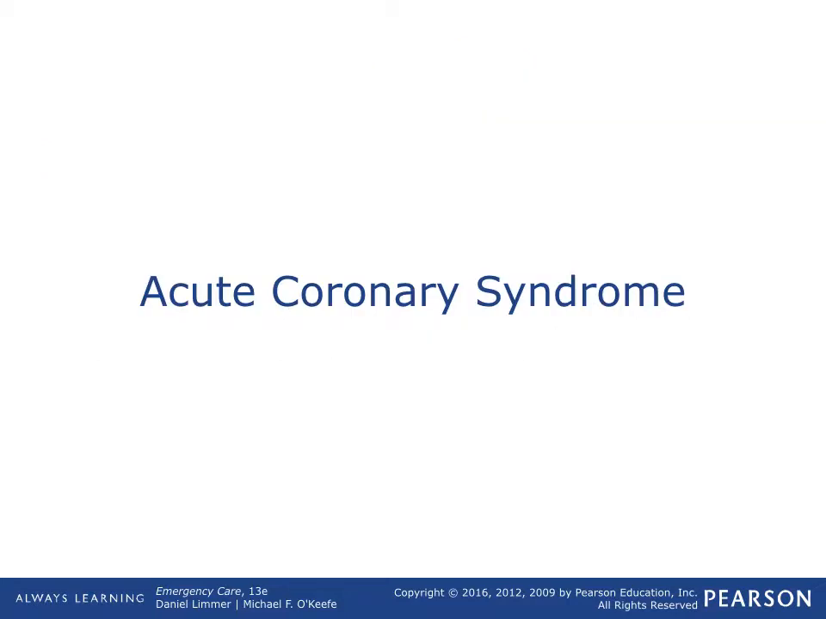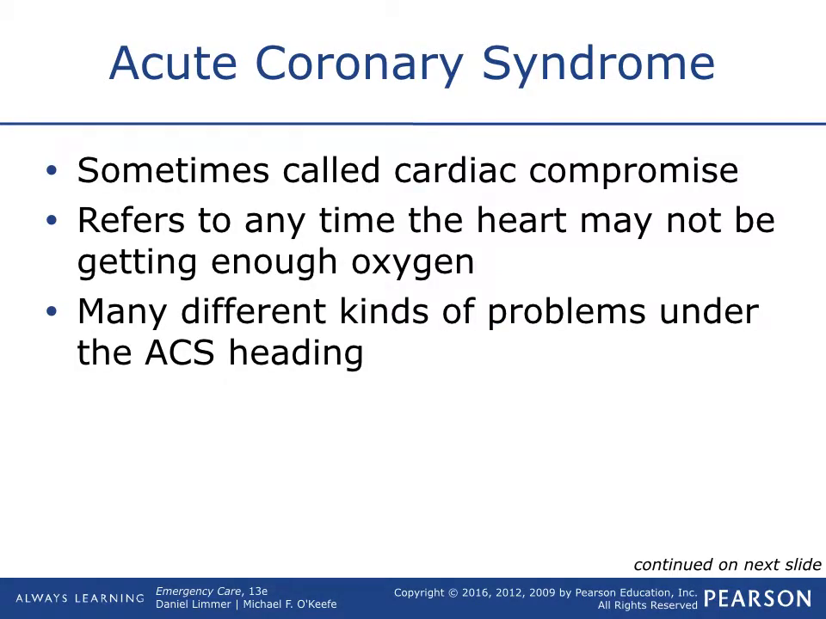So, ACS, acute coronary syndrome. Fun stuff here. Sometimes called cardiac compromise. So anytime the heart may not be getting enough oxygen. It's a blanket term that refers to any time the heart may not be getting enough oxygen. Simple as that. There are many different ways in which patients' hearts show that they are in trouble.